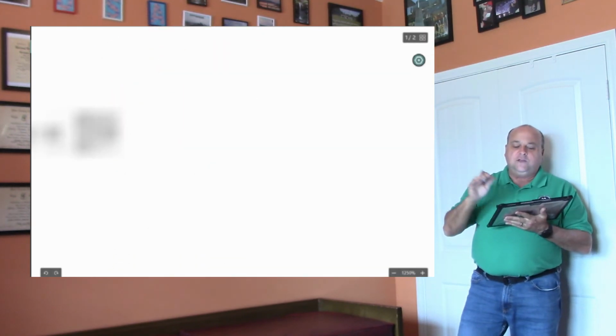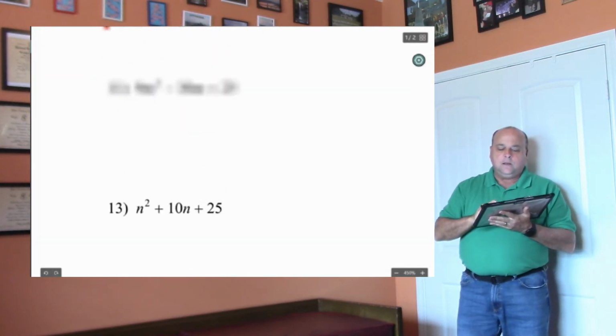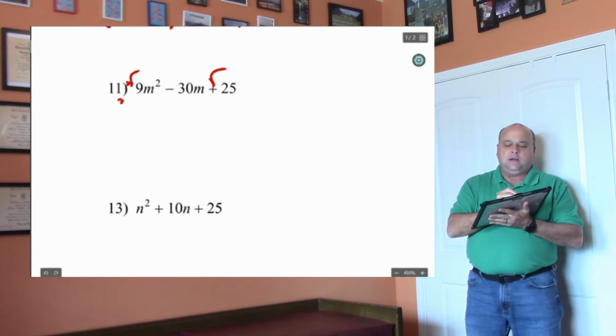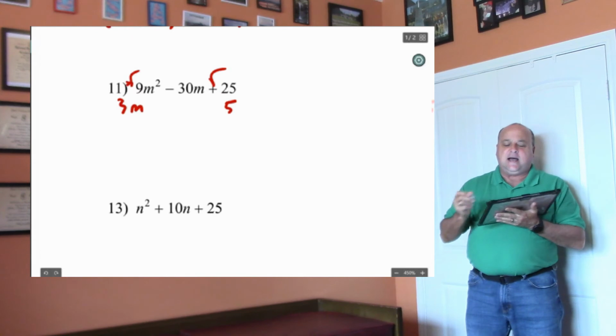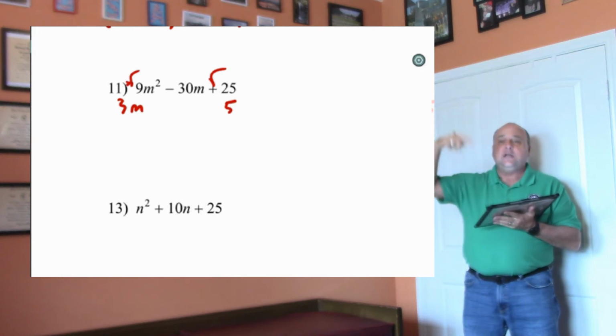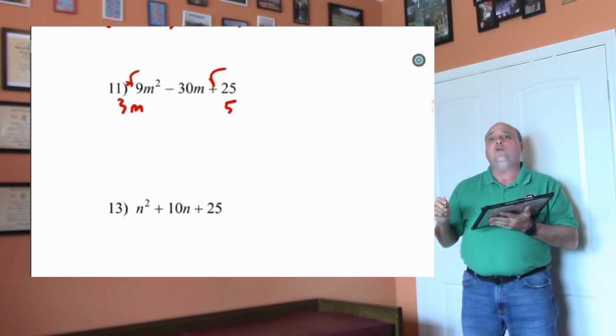Continue on. On this one, I have a middle term, so I'm going to square root. I'm going to get 3m, and I'm going to get 5. The 3m and the 5, if you multiply them, you get 15. Double it, you get 30. Ding, ding, ding, it works, doesn't it? That's how you know it works.